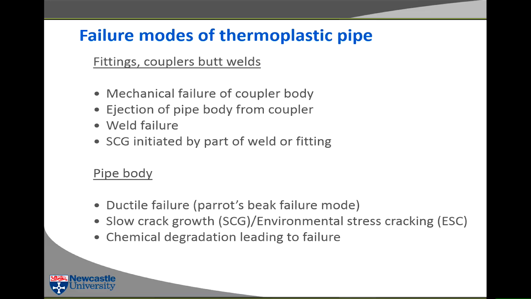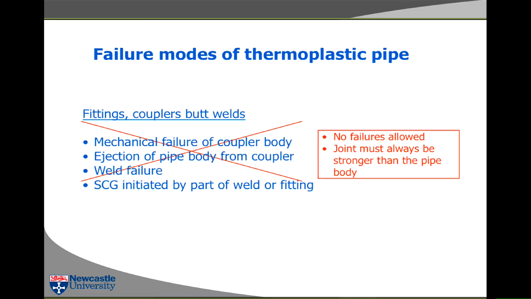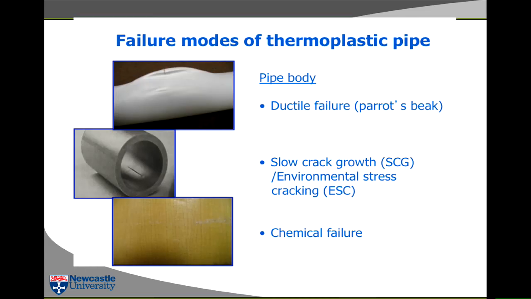Anyway, these are the failure modes. How many of those are allowed? None of those. So no failures in fittings, couplers or butt welds. No failures allowed. As I said, the joint must always be stronger than the pipe body. So there you go. I'm going on at great length.